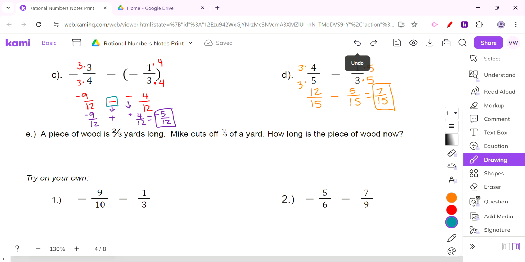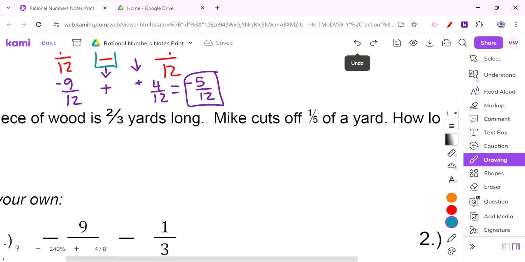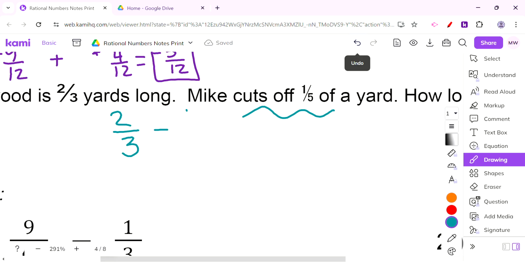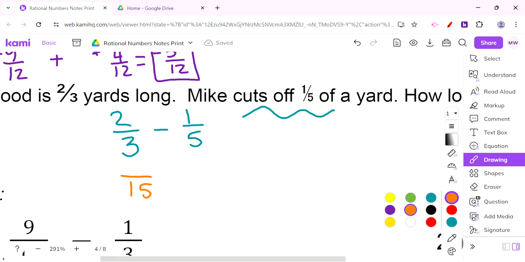All right, E. A piece of wood is 2/3 yards long. Mike cuts off 1/5 of a yard. How long is the piece of wood now? All right, so it's originally 2/3, and he cuts off 1/5. So we are going to subtract 1/5. All right, our common denominator is 15. 3 times 5 is 15. 2 times 5 is 10. 5 times 3 is 15. 1 times 3 is 3.